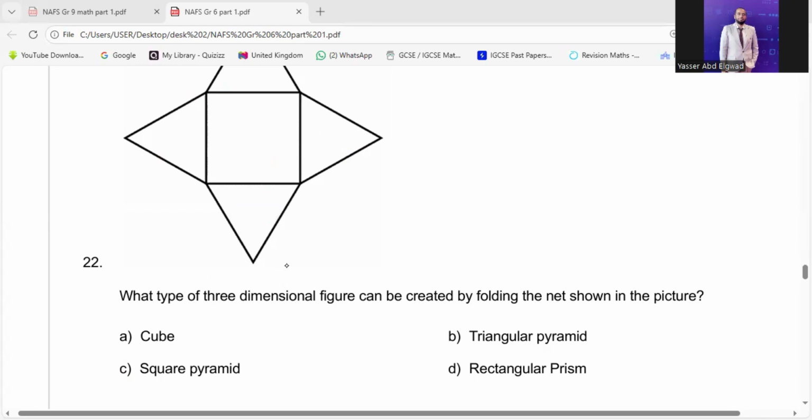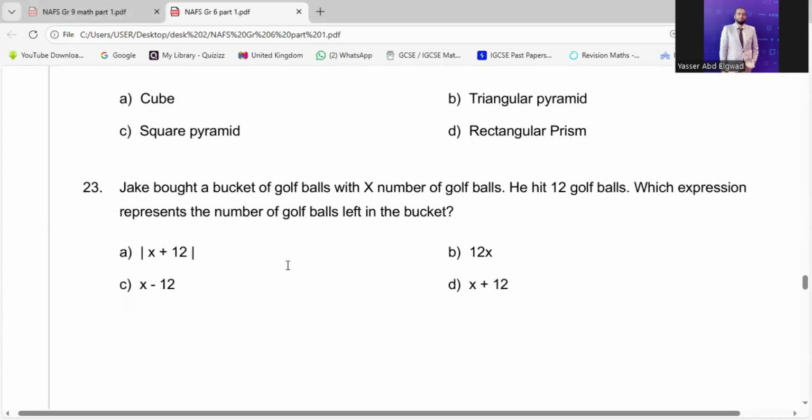23. Jack bought a packet with X number of golf balls. He hit 12 balls. Which expression represents the number of balls left? Left means minus. The total number is X, and we hit 12.